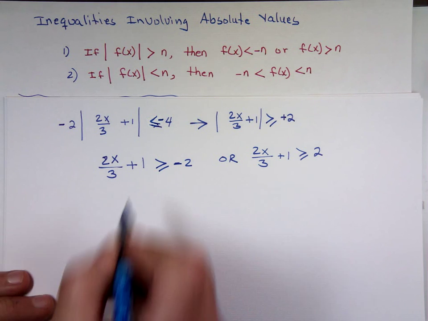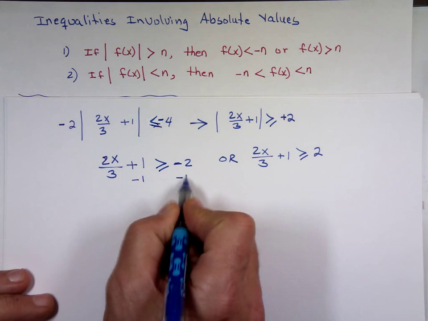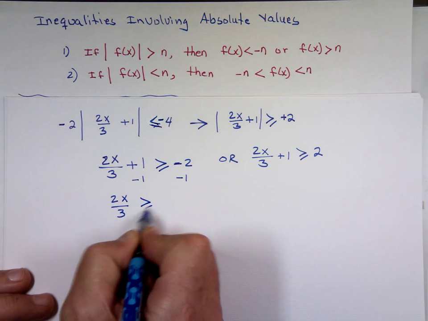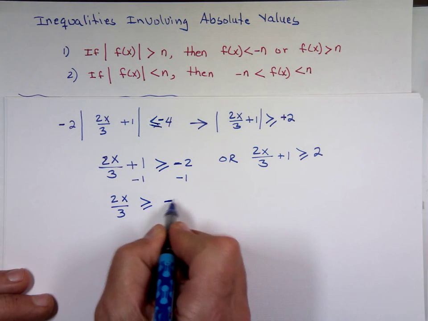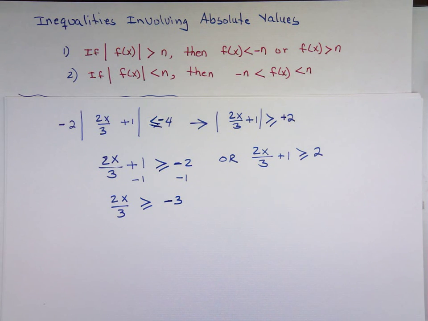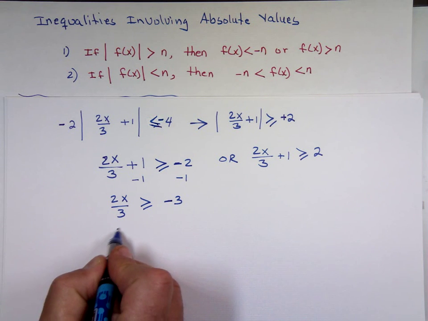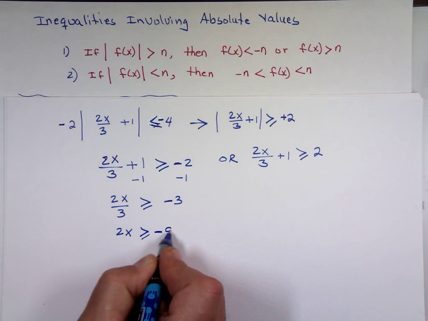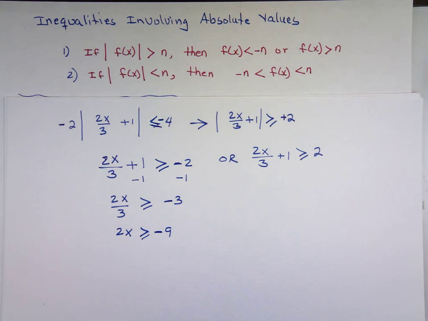Subtract 1 from both sides. 2x over 3 greater than or equal to what? Negative 3. I'm not a fan of fractions, so what's the quick fix to that? Multiply by what? 3. By 3? If we did the 3 halves, you get the answer. I'll go by 3. I'll take your 3. 2x is greater than what? Negative 9? Because we multiplied by 3.